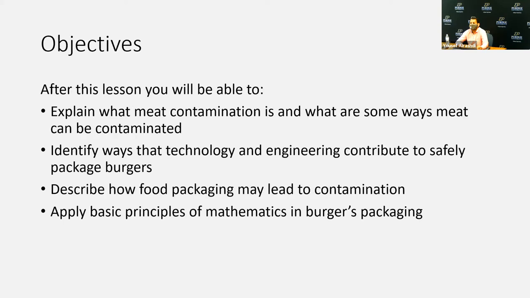These are the objectives for today. You will be able to explain what meat contamination is and what are some ways meat can be contaminated. You will also identify the ways that technology and engineering contribute to safely packaging burgers. You will be able to describe how food packaging may lead to contamination, and you will also try to apply basic principles of mathematics in burger packaging.